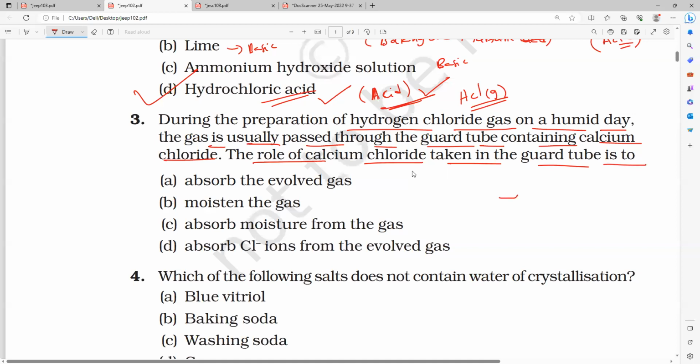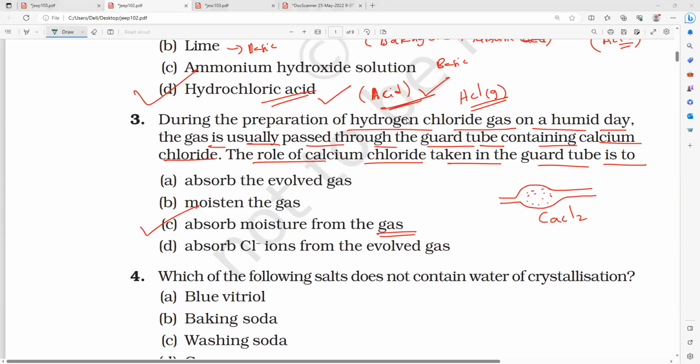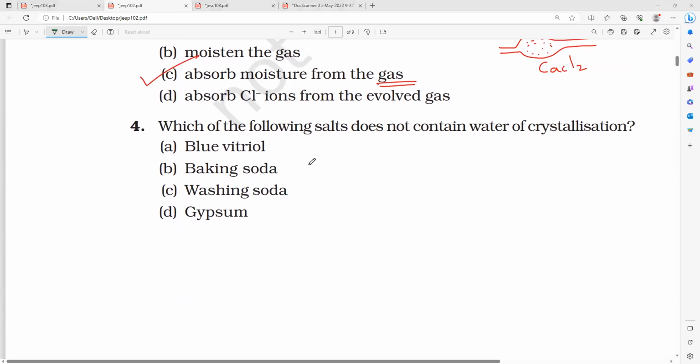So what is the use of the guard tube? There is a tube like this. You might remember the activity in chapter number 2. We use calcium chloride, CaCl2, inside because it will absorb the moisture from the gas, to prove that moisture is necessary for acidic behavior. So we have used this. That is what you have to remember: it removes moisture. Next: which of the following salts does not contain water of crystallization?